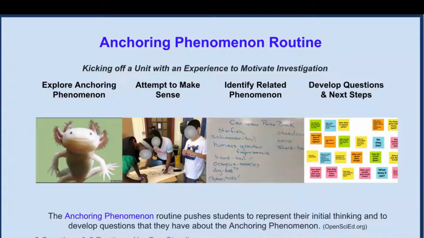We've completed the anchoring phenomenon routine. Students were introduced to the phenomenon, our axolotl. They attempted to make sense by drawing initial models. They identified related phenomenon, and they generated questions.